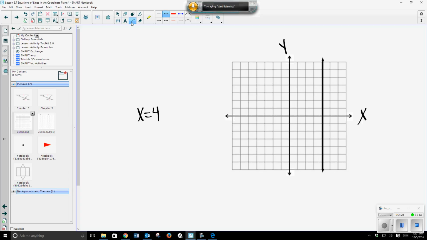Okay. What about this one? X equals 0. Yeah, it touches the y-axis, but it's all points on the y-axis, so it's x equals 0. What about this one? Y equals 0. Y equals 0. So you get it, right? Yep. Okay.